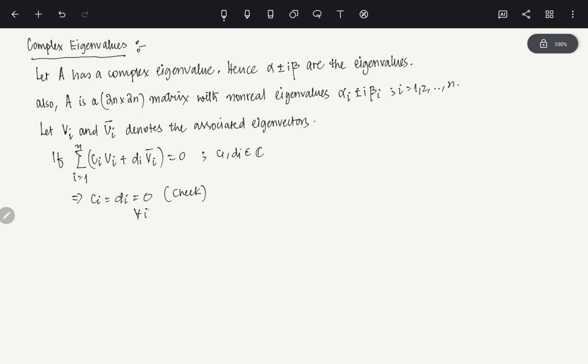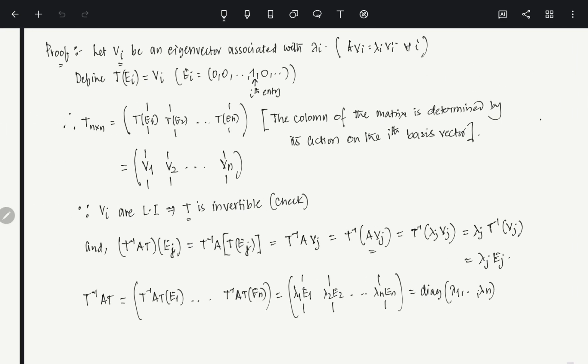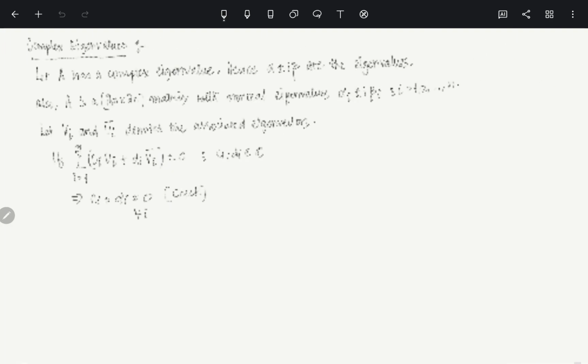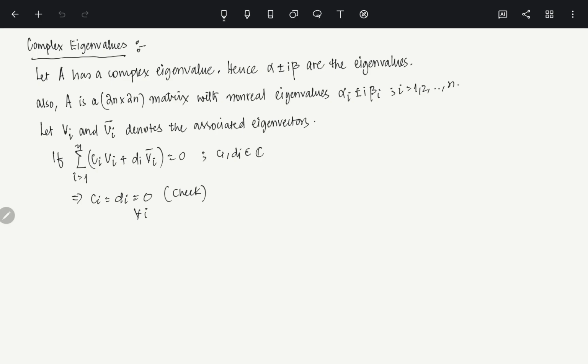Now the thing is this: we want to find a change of coordinates. Here, we did a change of coordinates and after that put the matrix into diagonal form. So we also want to do a similar sort of thing here. Can we do that? Now what do we do? We change the coordinates of A.